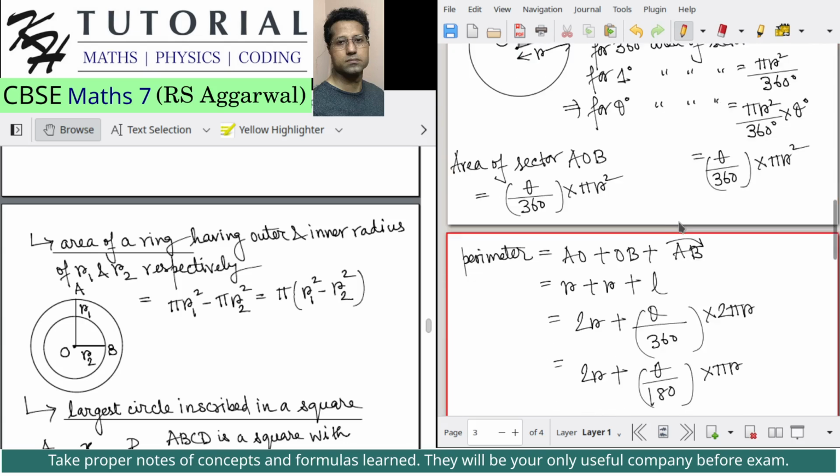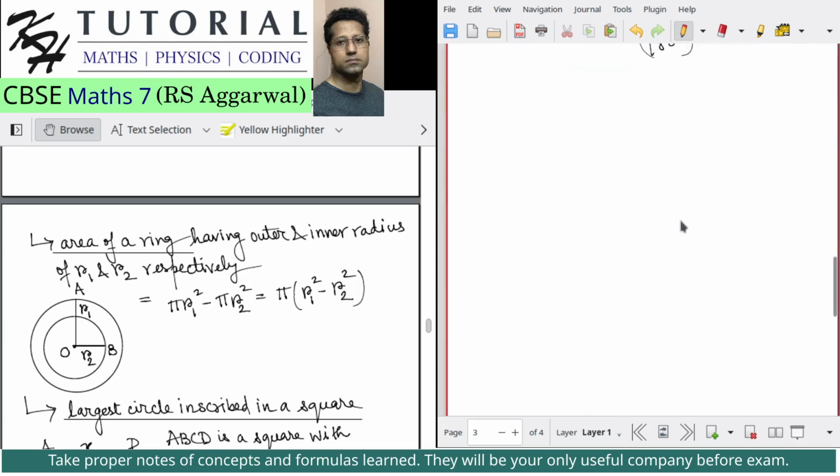The next is the area of a ring. Now what is a ring? A ring is nothing but it has an outer circle and inner circle. So how is a ring formed? A ring is formed by two circles, where one circle is inside another circle and the ring has a gap. You can consider a ring as there is a bigger circle, the outer circle, and there is an inner circle.